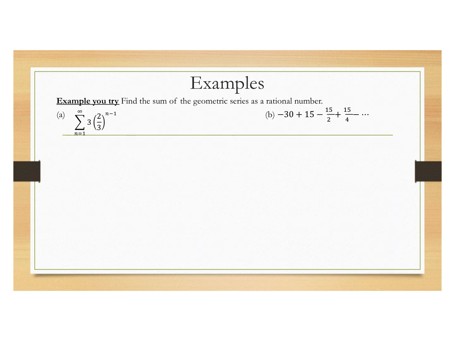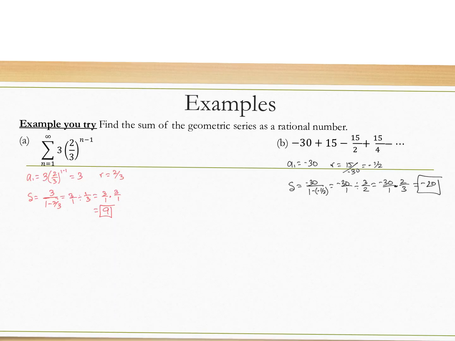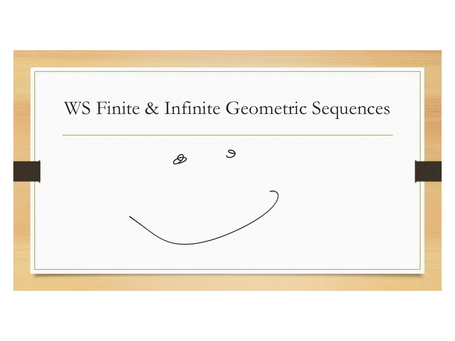I want you to take a couple minutes and try these two last examples, you try. So hopefully for letter A, you did find a sum as 9, and for letter B, the sum is negative 20. It's time to try some practice.